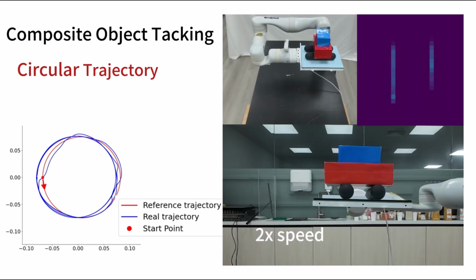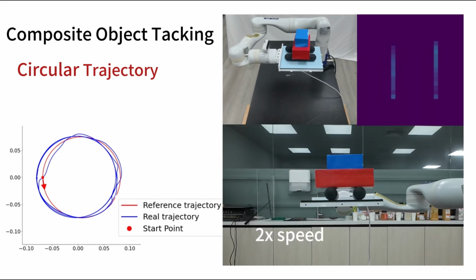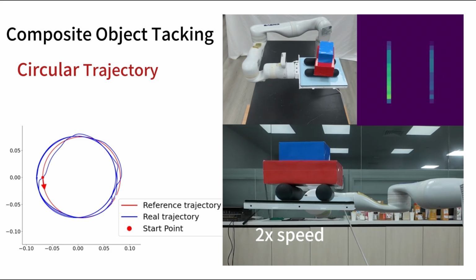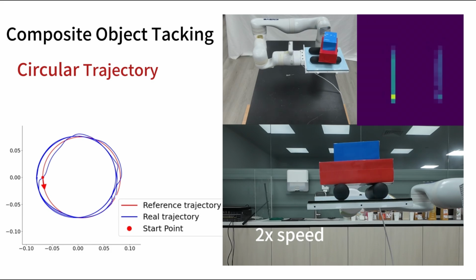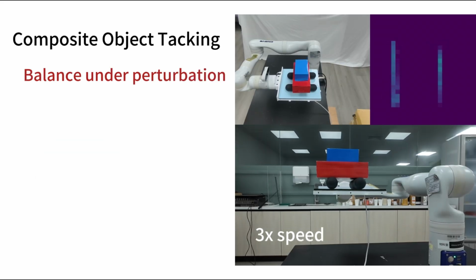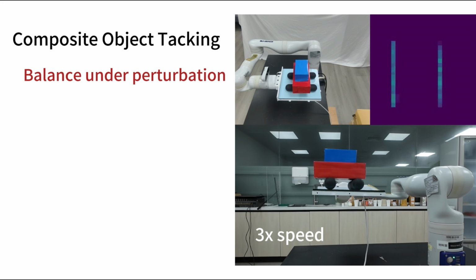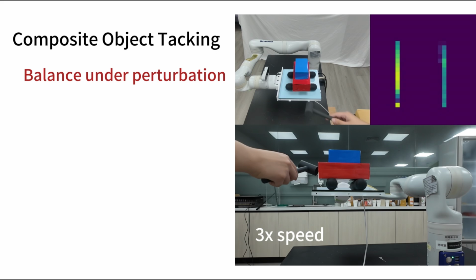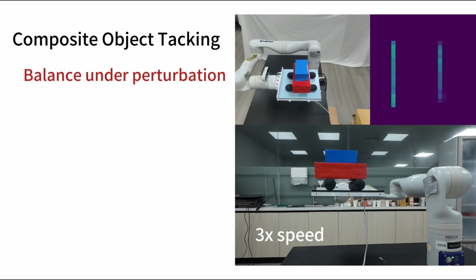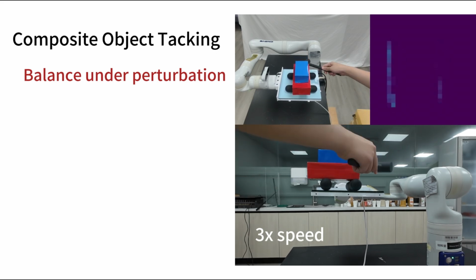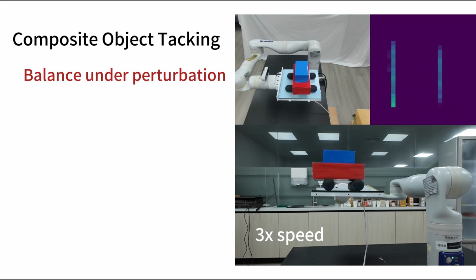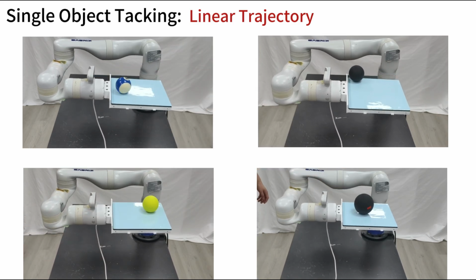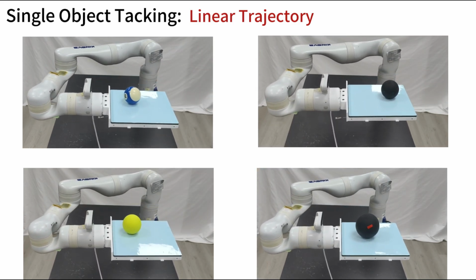Circular trajectory. We also apply light taps with a hammer to the car's body to test its robustness under perturbation. In the SOT task, the policy successfully completes all 4 trajectories with spheres of varying diameters and materials.